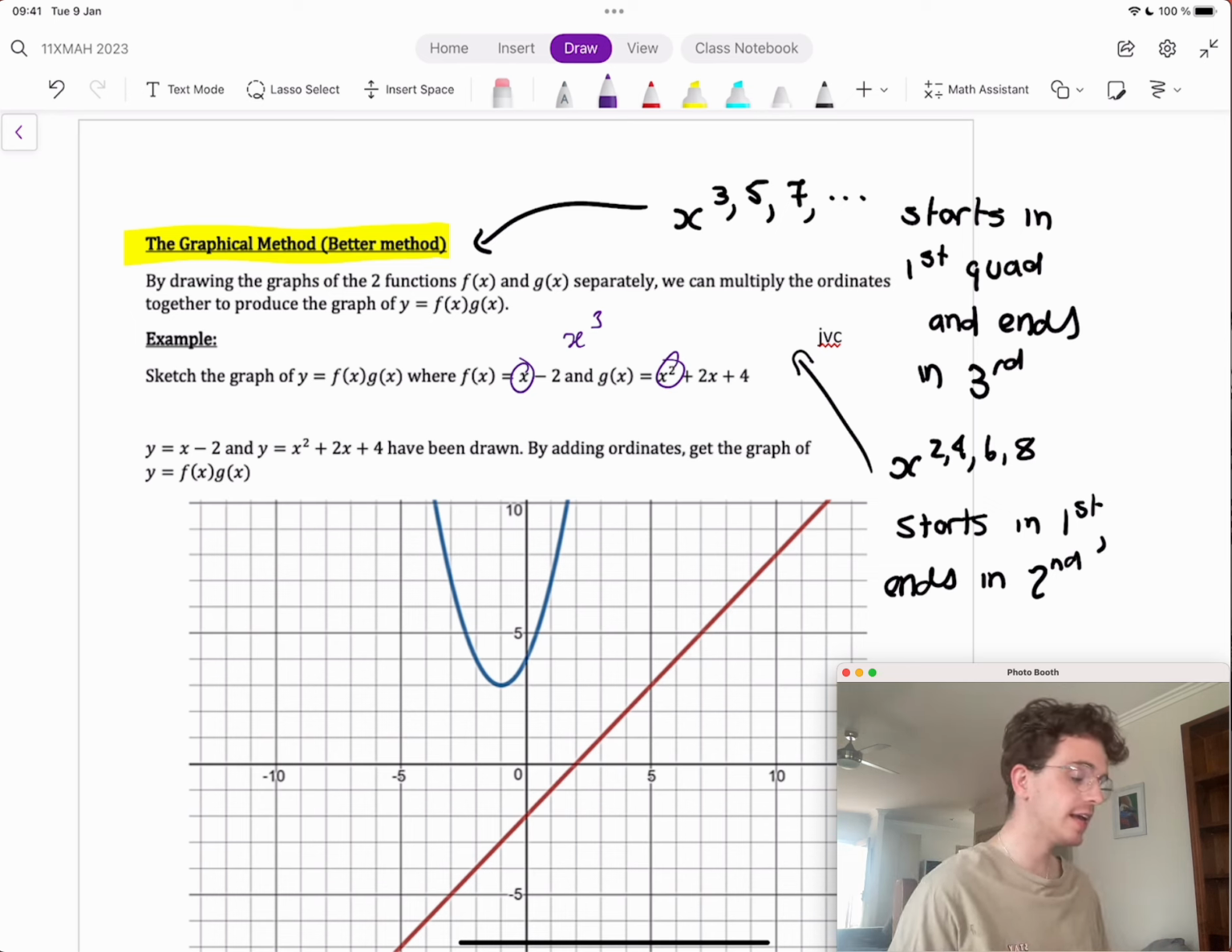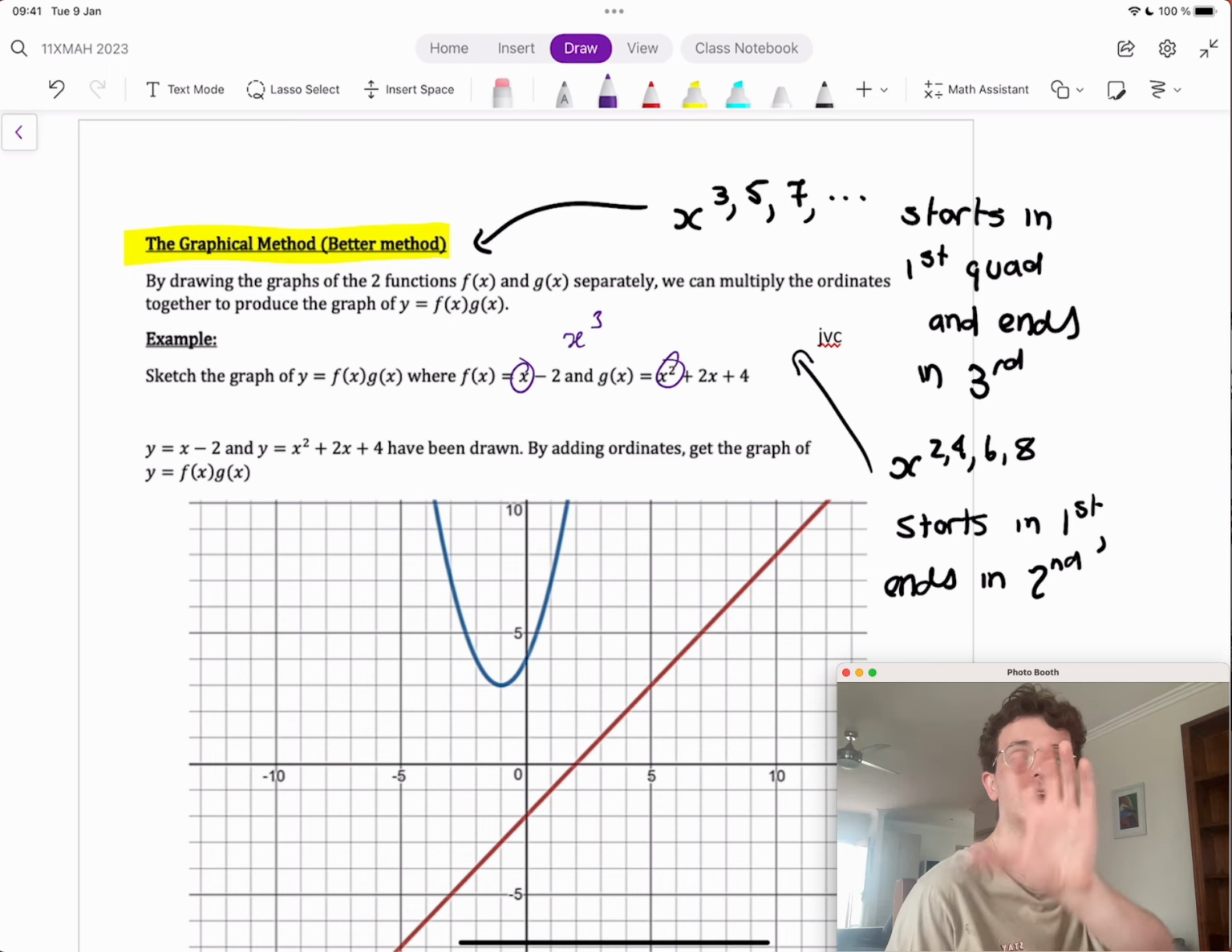If we have even powers of x, so x squared, x to the power of 4, x to the power of 6, x to the power of 8, it's what we call an even function. And what that means is all of our even powers of x, the functions are always going to start in the second quadrant and end in the first quadrant. And for our negative even powers of x, so minus x squared, minus x to the power of 4, minus x to the power of 6, it's going to start in the third quadrant and end in the fourth quadrant.